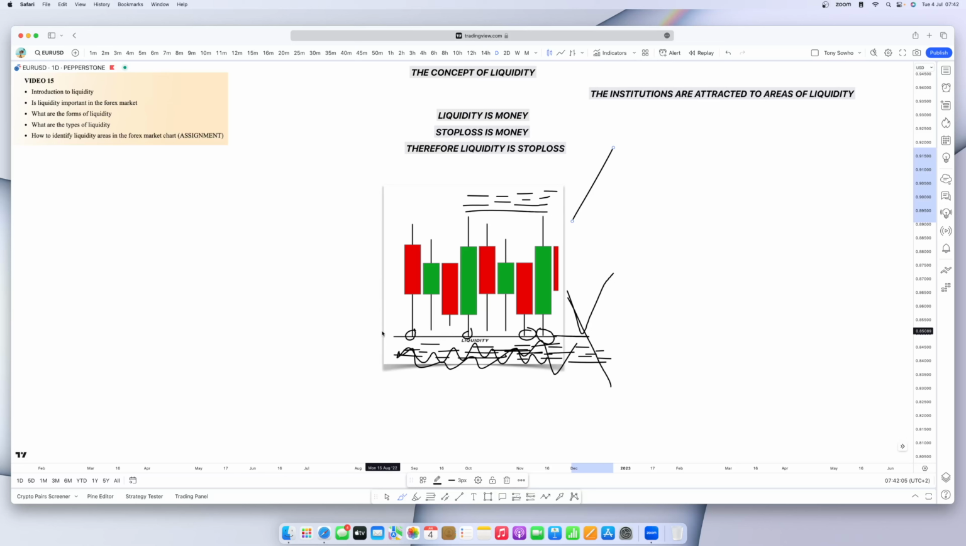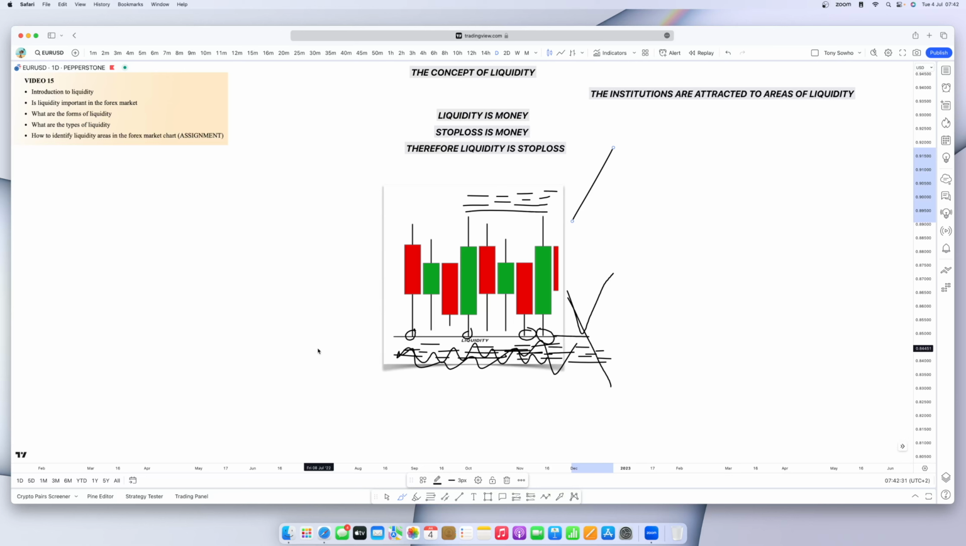So this is not even a trading strategy. This is just how the market works. This is the foundation upon which the Forex market is built. So it's not even something I'm going to teach you as a strategy. No, this is not a strategy. The market is attracted to areas of liquidity. That's it.